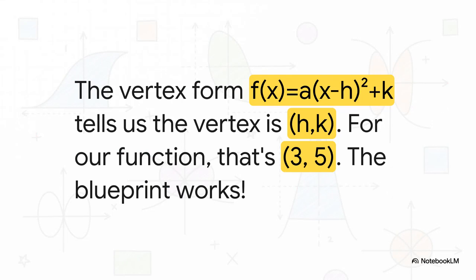And there it is, the final graph. Now look back at our equation, -2(x - 3)² + 5. According to our blueprint, the vertex (h, k) should be at (3, 5). And that's exactly where it ended up. The code works. It's perfect every time.